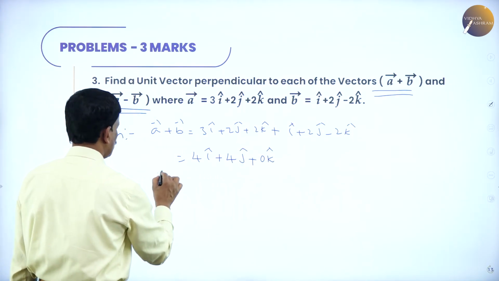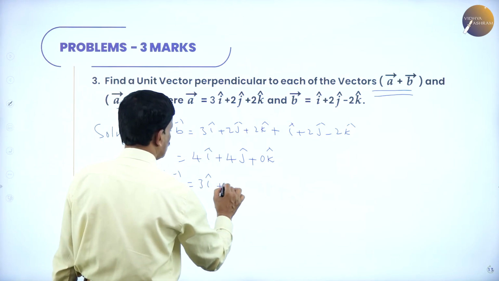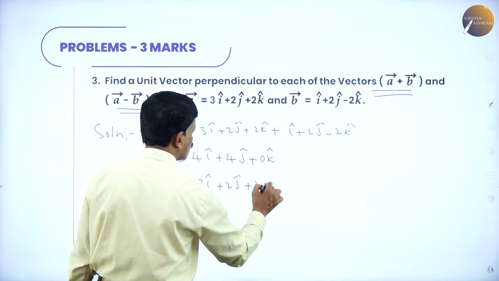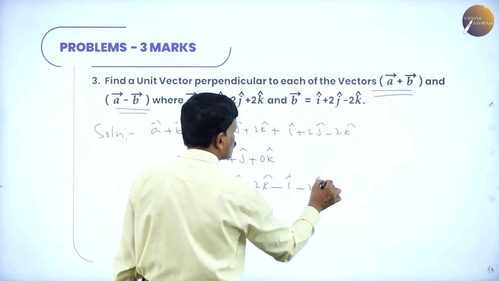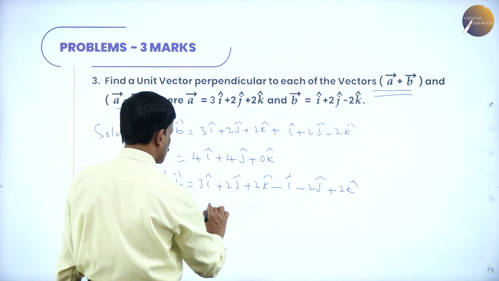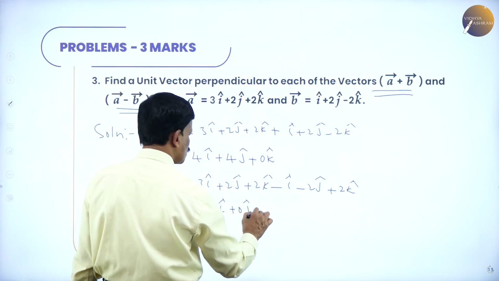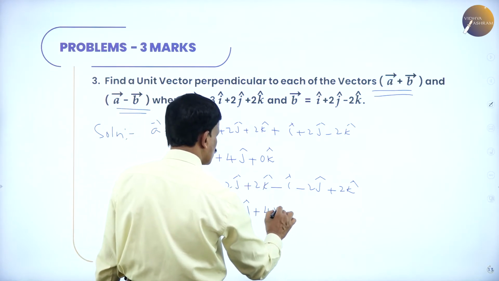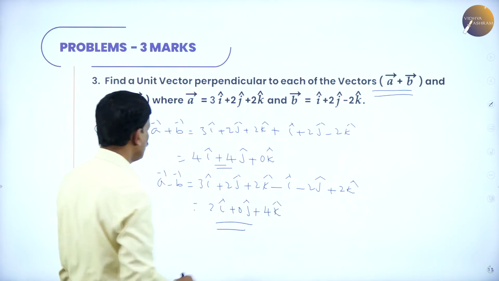Now find a minus b. What is vector a? 3i plus 2j plus 2k, and multiply b by the negative sign. This becomes minus i minus 2j, minus into minus, plus 2k. Now add: 3i minus i is 2i, 2j minus 2j gets cancelled, 0j, 2k plus 2k is equal to 4k. So these are the a plus b and a minus b vectors.